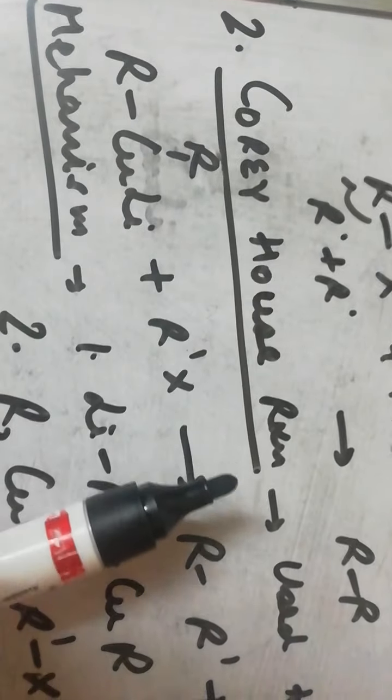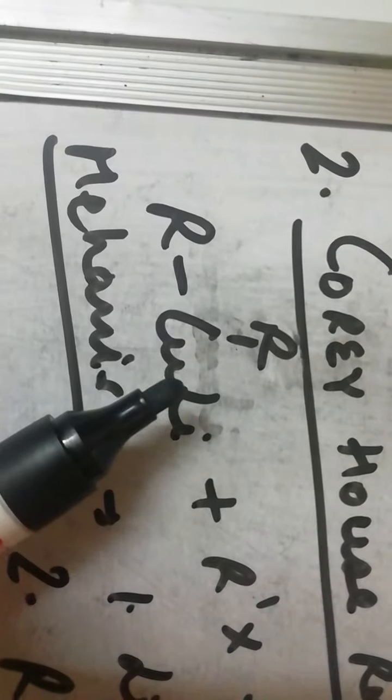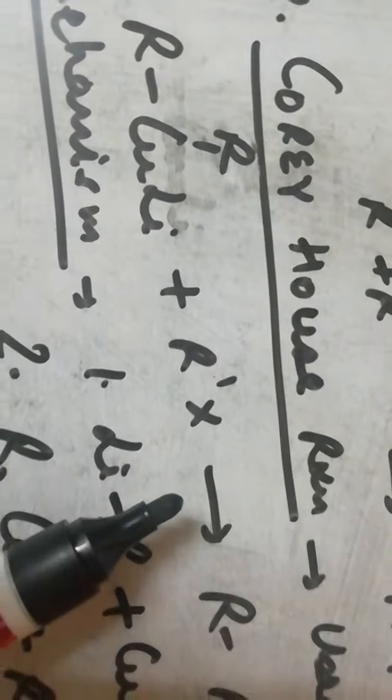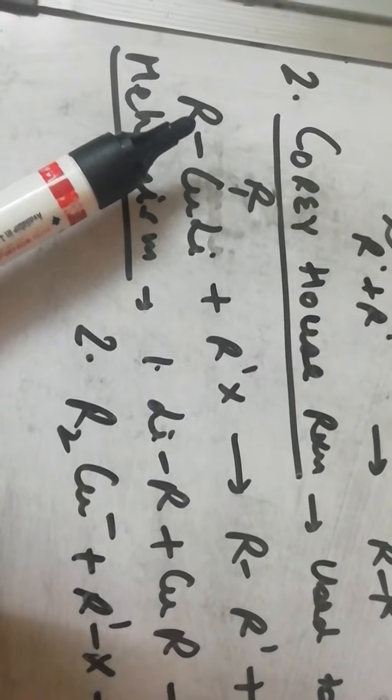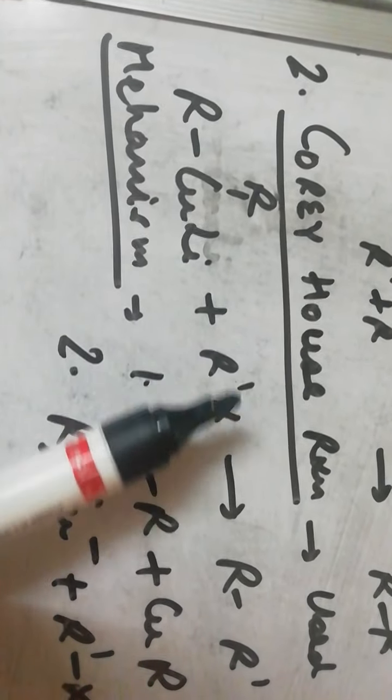Second method of formation is Corey-House reaction. It is used to prepare symmetrical as well as unsymmetrical alkanes. For example, we have R2CuLi, it is lithium dialkyl copper. It reacts with alkyl halide. It will give us one alkyl group from here, which will react with another alkyl group from here. So R-R' plus RCu, that is alkyl copper, plus LiX, that is lithium halide.